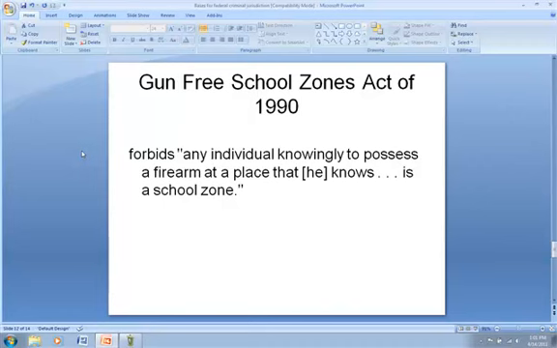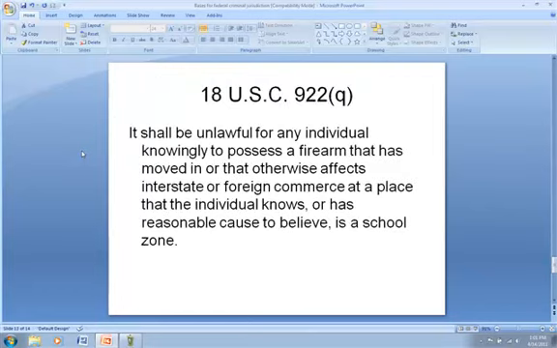So remember, in Lopez, the Gun-Free School Zones Act of 1990 is struck down. But then in 1995, very shortly after Lopez was decided, Congress reenacted the Gun-Free School Zones Act. And here's the statute in which it reenacts the act. It says, now it's unlawful to possess a firearm that has moved in or that otherwise affects interstate or foreign commerce at a place that the individual knows or has reasonable cause to believe is a school zone. So notice the language that's been added to it.